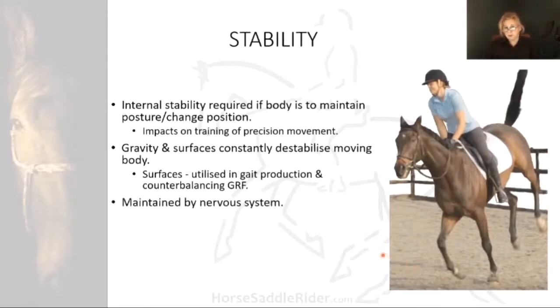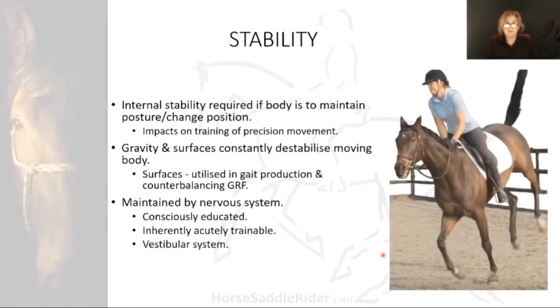Stability is maintained by the nervous system, proprioception. It can be consciously educated. It's inherently acutely trainable. Think about the baby and how it learns to move over time and balance. The vestibular system of the inner ear, where fluid levels feed back information to the body to give it a sense of tilt or leaning so that the body can be corrected. And there are mechanoreceptors as part of the proprioceptive system.